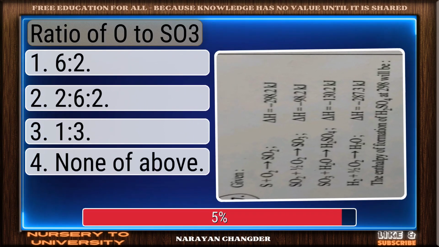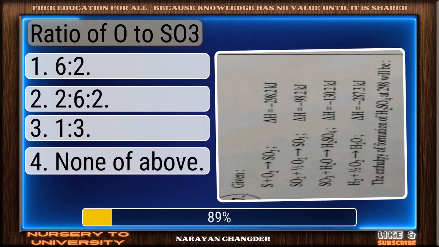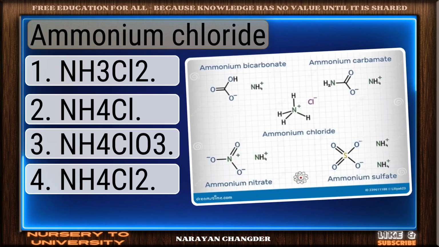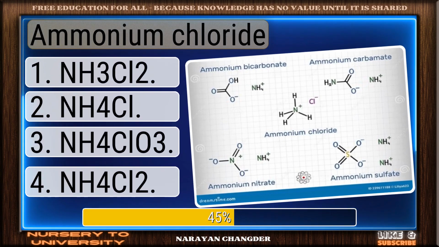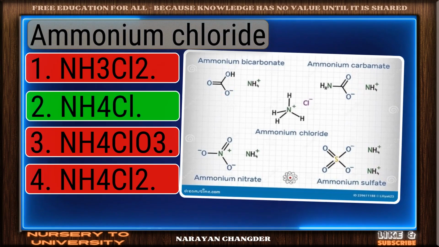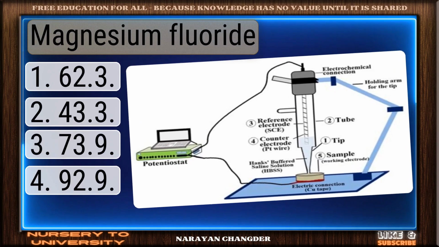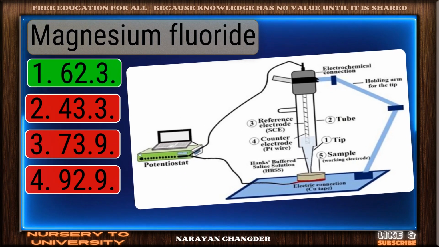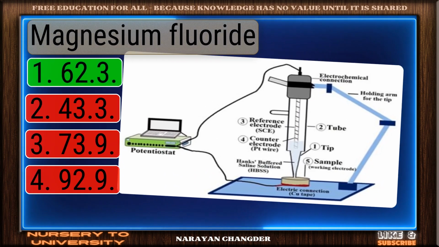Ratio of O to Sa. You got it? Your choice 6-2 is right. Ammonium chloride. Good thinking. LeNH4Cl is the right answer. Magnesium fluoride. Right again. 62.3 is a valid answer.